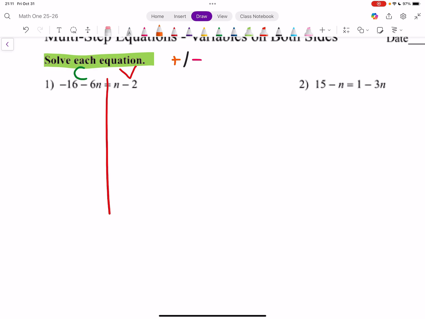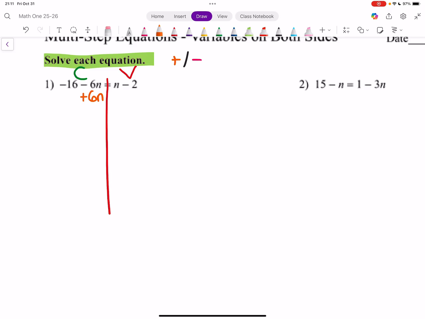Let's go ahead and move the variable terms first. If I want all the variables or letters over here, that means I need to take this negative 6n, remember the negative belongs to the 6, and move it over to this side of the equation. Since it's a negative, I know that I need to add it to undo it. So I'm going to write add 6n immediately under the negative 6n.